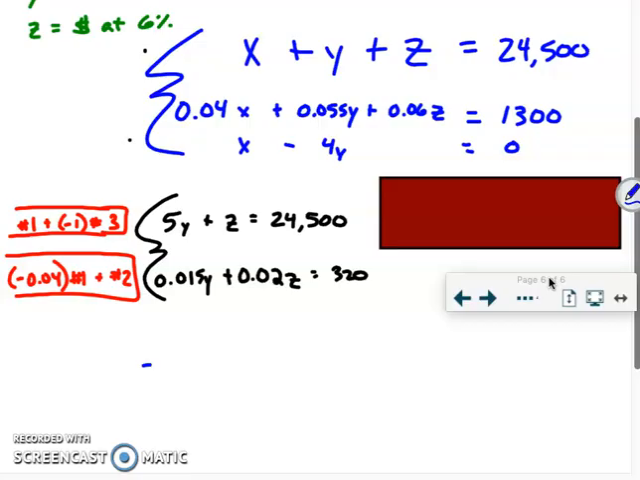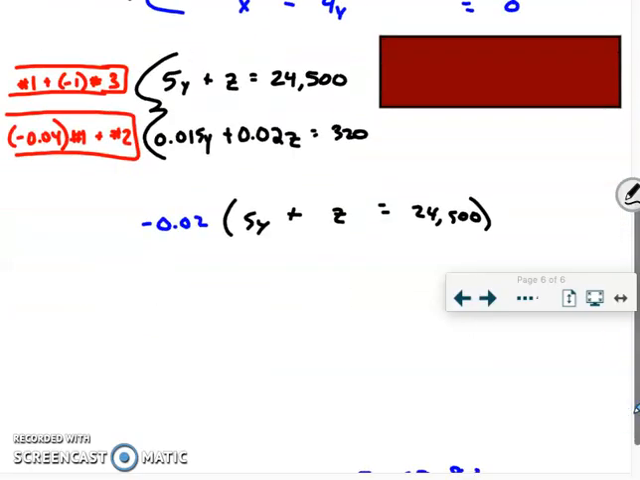In order to do that, I have to multiply negative 0.02 through the top equation. So the top equation, again, 5y plus z is equal to 24,500. In doing that, again, this is all the top equation. Again, I'm just trying to see within my work if I have any of this stuff written down, and it's not looking great.